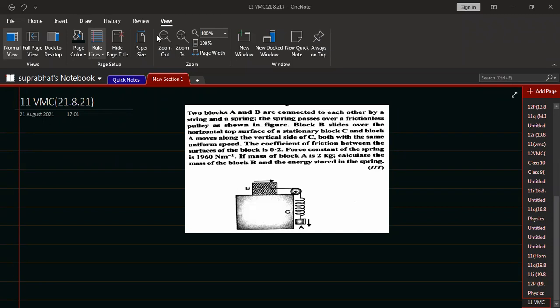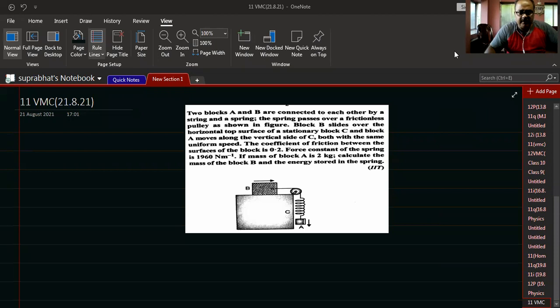So, we are doing the problem that is based upon this concept. This problem, as we told, says that two blocks of mass A and B are connected by a string and a spring. That is the most important part. So they are connected by a string and a spring.